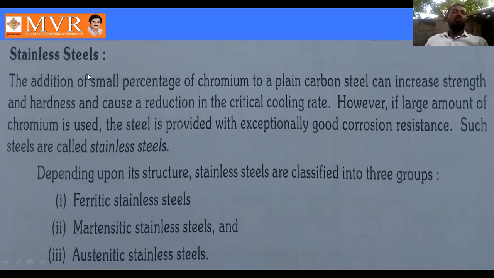In stainless steel, we add an alloying element, chromium. A small percentage of chromium is added to plain carbon steel, which increases strength and hardness and reduces the critical cooling rate. As we increase the chromium percentage, the steel gains good corrosion resistance. Such steels we call stainless steels. These are the classifications of stainless steels.